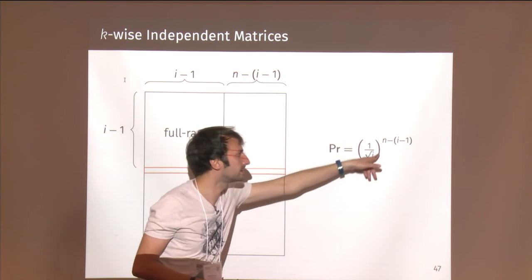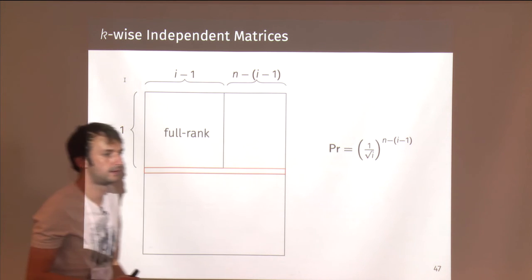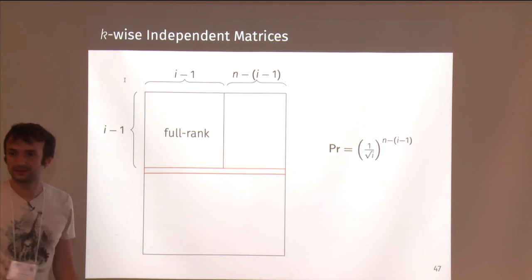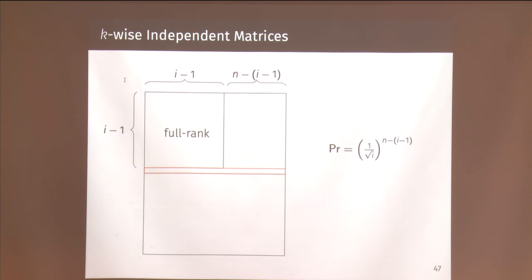Littlewood-Offord buys me an extra log n factor in this probability. Sorry, what was not completely independent? Can we take that offline? So what I understand is you first choose the full rank matrix, now you fix it, and conditioning on this fixing, you get this probability. Yes, it's just an analysis.